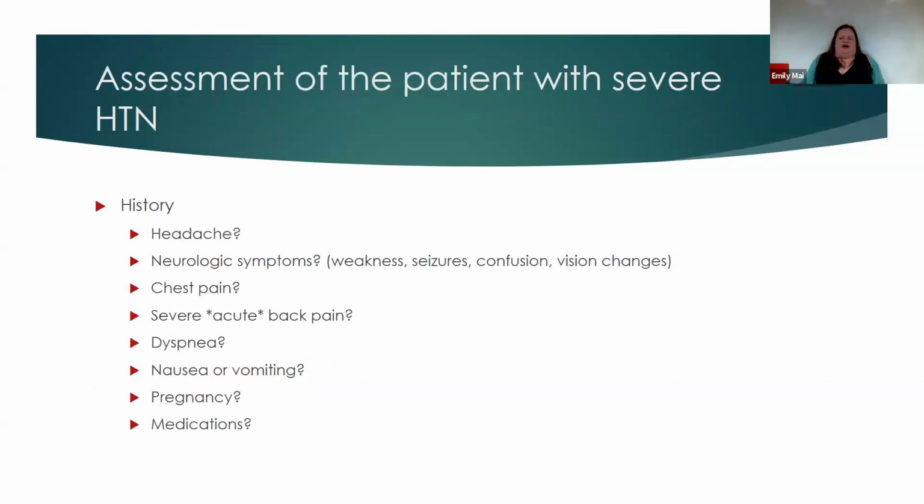All right, so how to assess them to figure out if they're having that, which hopefully the ER has done. So headache, any neuro symptoms, weakness, seizures, confusion, vision changes. Do they have chest pain? Do they have severe acute back pain that makes you think they're dissecting? Are they short of breath because they have flash pulmonary edema? Are they nauseated and vomiting because their ICP is up? Are they pregnant and we don't want them near us? And then did they just snort a whole bunch of cocaine or take a whole bunch of amphetamines? Or insects for that matter.